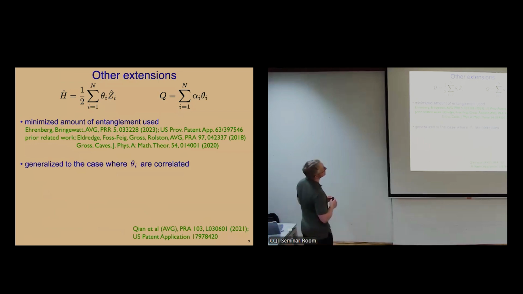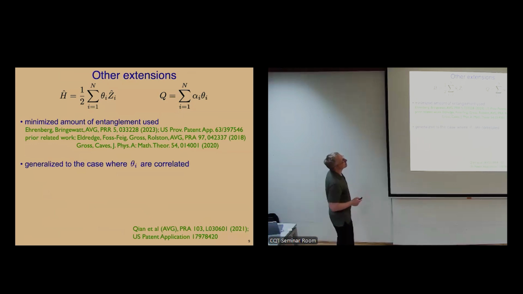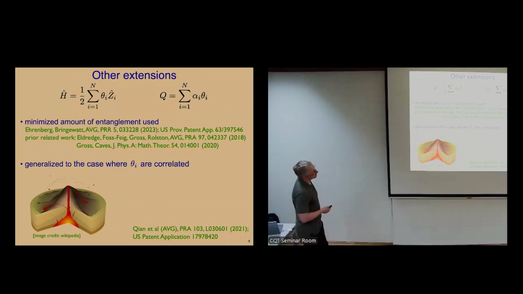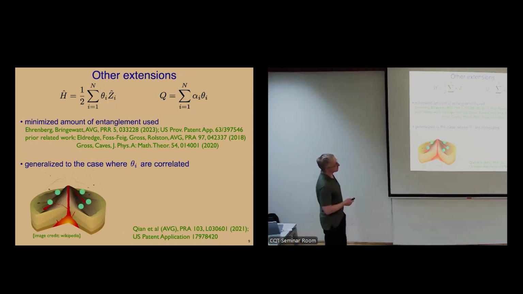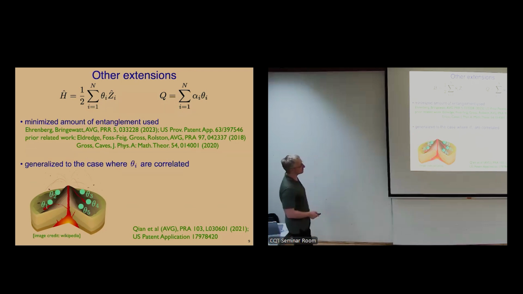You can also generalize to the case where these theta i are correlated. So here's what I mean by this. Suppose you have this volcano here, with 5 sensors around it that measure fields theta 1, theta 2 through theta 5.